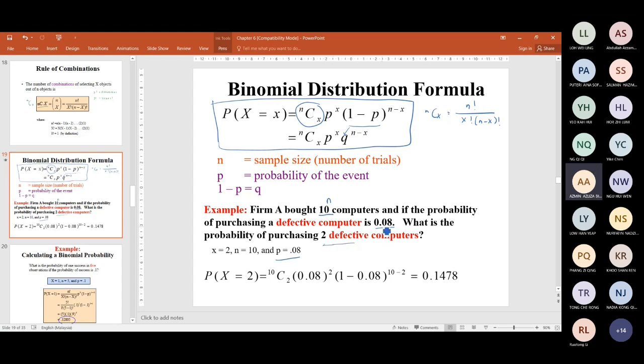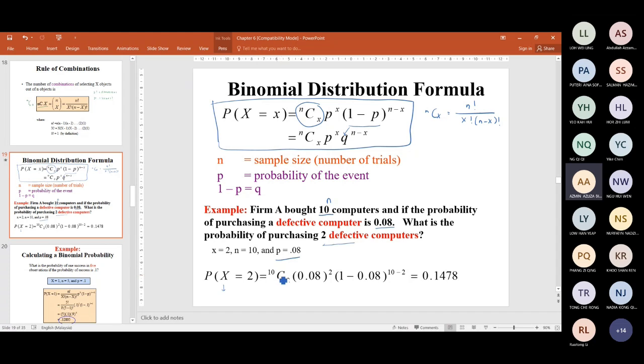What is the probability of purchasing 2 defective computers? Okay, you cannot simply multiply by 2. You see, a defective is 0.8, so 2 defective is 0.8 times 2, that's wrong. It's not like that. So how do you find the probability of purchasing 2? Then P(X = 2). So we write it like this, P(X = 2). X here means purchasing 2 defective computers.